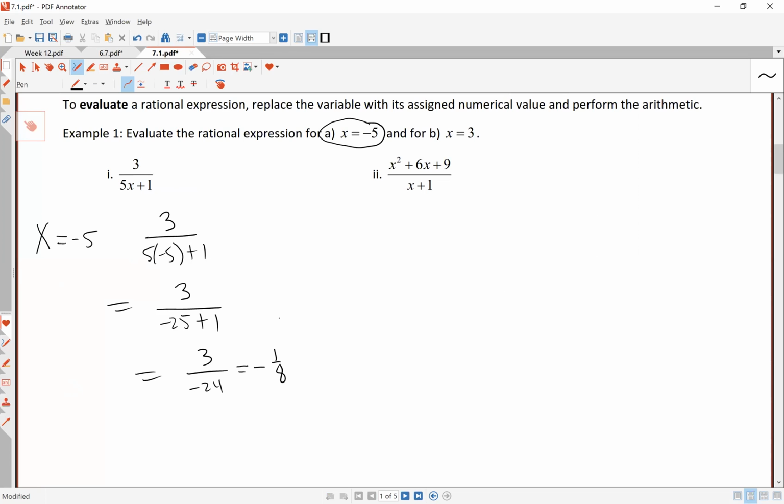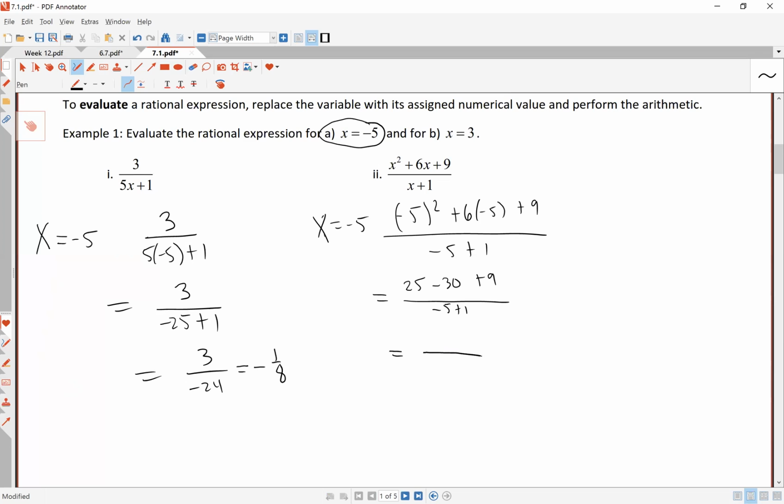So if we plugged in a different value for x, we would get a different number, but for -5, that value is -1/8. Whereas if you plug -5 into the next expression, then you have -5 squared plus 6 times -5 plus 9, over -5 plus 1. -5 squared is 25. 6 times -5 is -30, plus 9, over -5 plus 1.